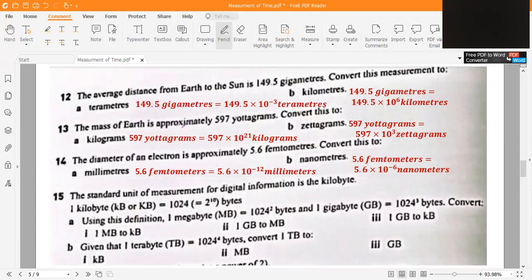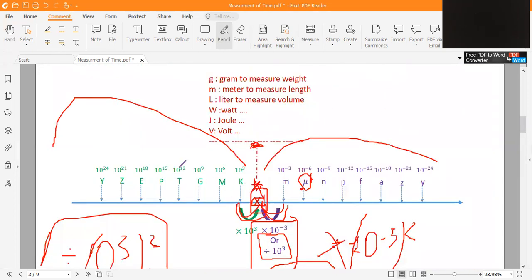Okay, normally here in exercise number 12, the average distance from Earth to Sun is 149.5 gigameters. Convert the measurement to tetrameters. We are in the giga. We want to convert the measurement to tetra. Okay, giga, tetra. So we are in the giga. We want to move to tetra, so we want to move to the right, so we want to divide.